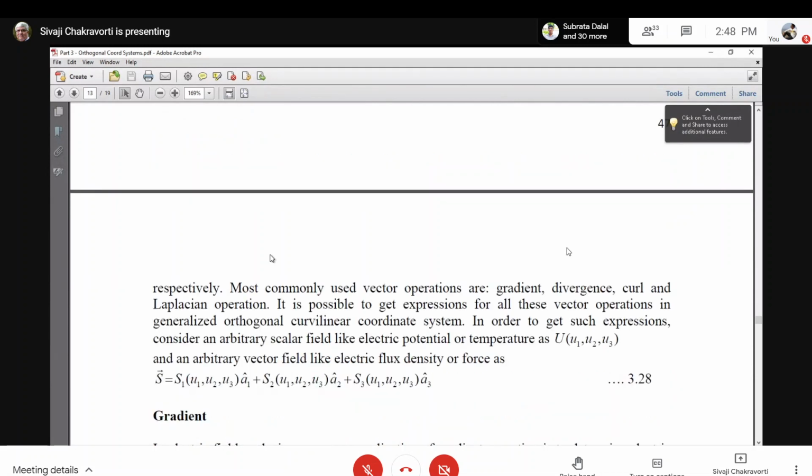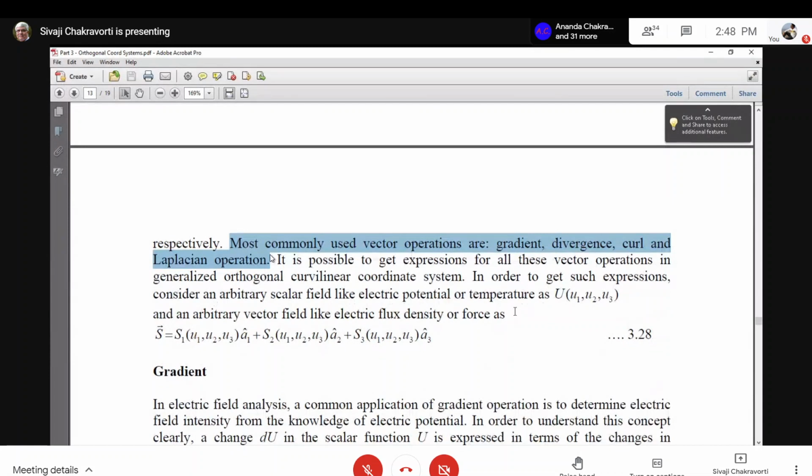For example, electric potential is a scalar. It varies with location. Electric field intensity is a vector. It also varies with location. Now, what are the most commonly used vector operations in field theory? The most common are gradient, divergence, curl, and the Laplacian. Out of these four, we have already discussed gradient, divergence, and Laplacian. What we have not discussed is curl. Let us go ahead and see how we can do that.